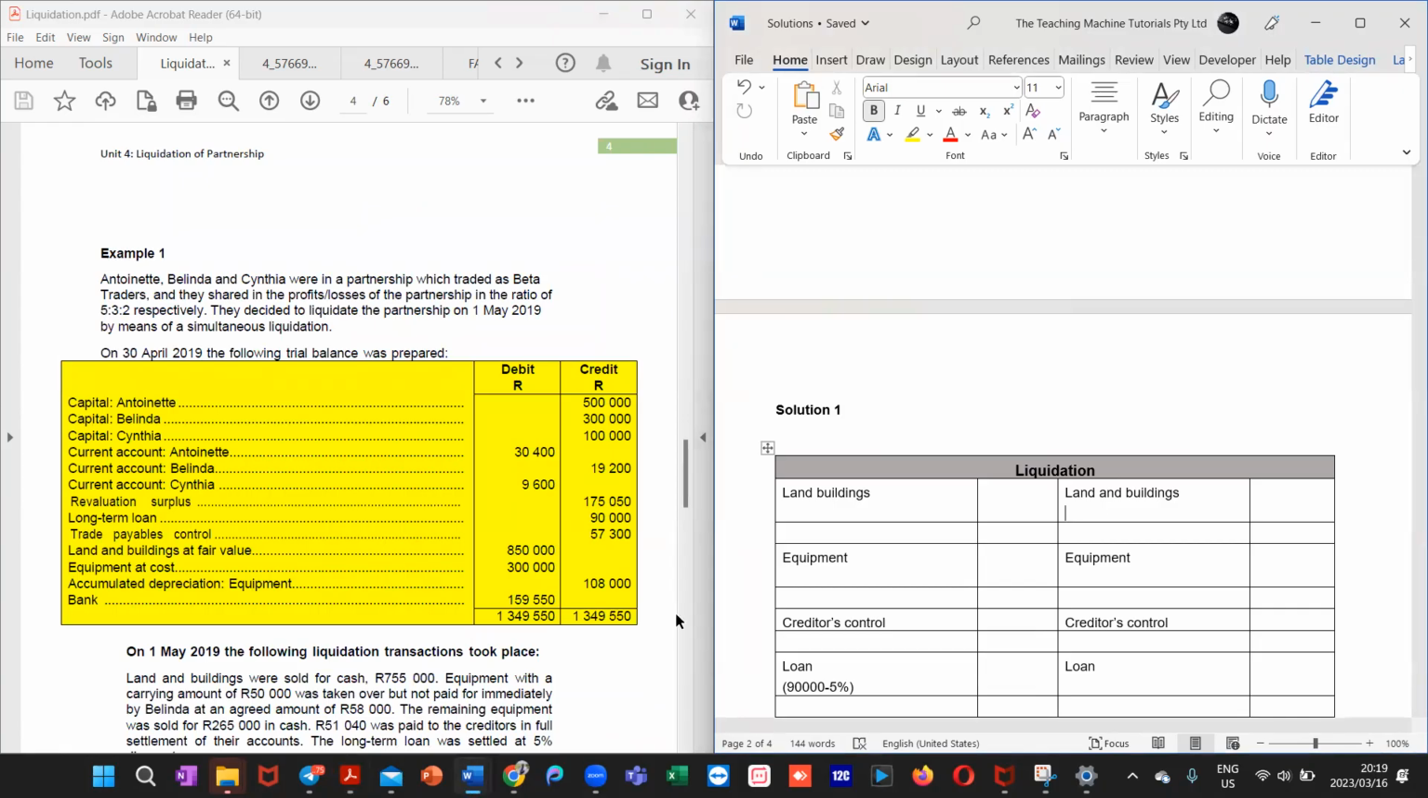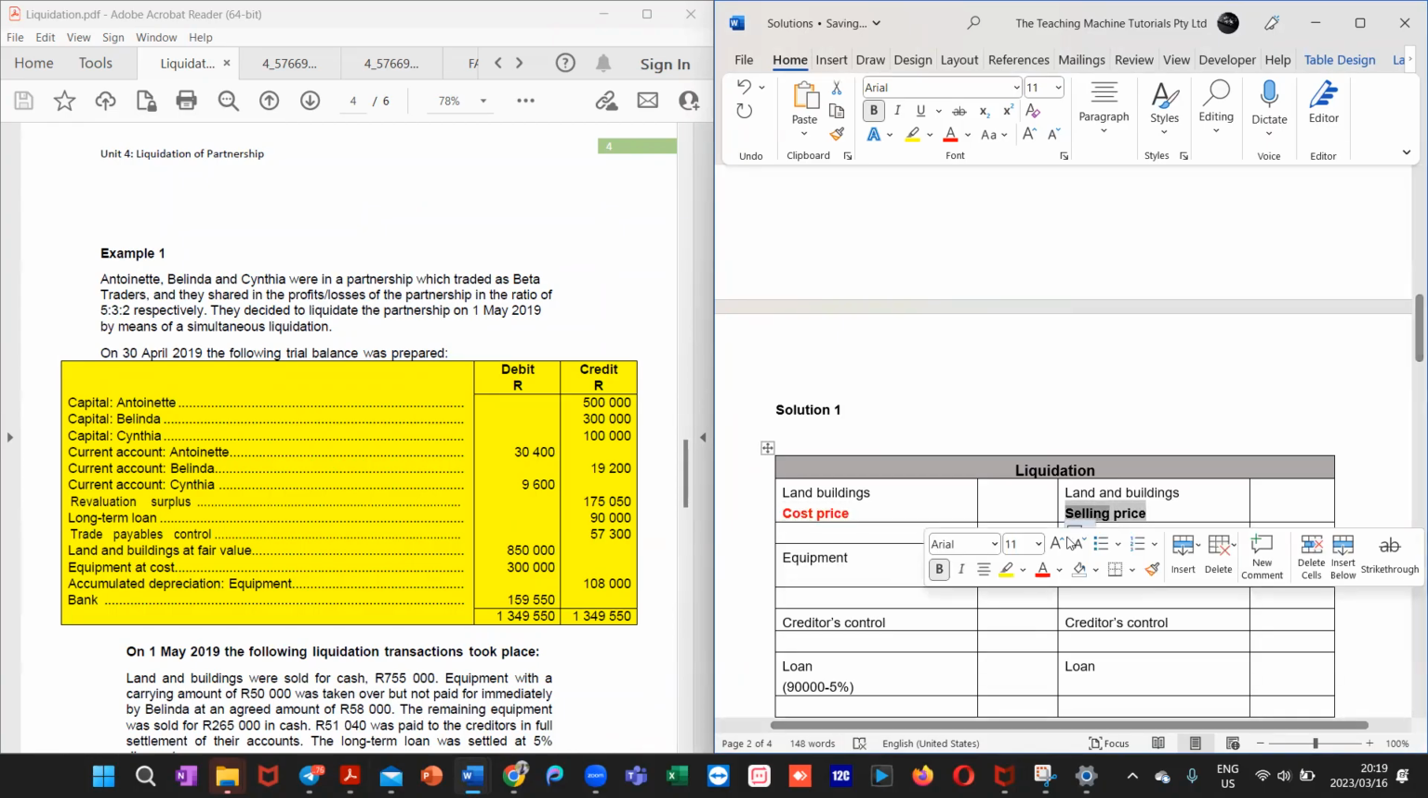So let me just write here. Selling price. And then here, cost price. So the cost price, different color. Selling price, different color.